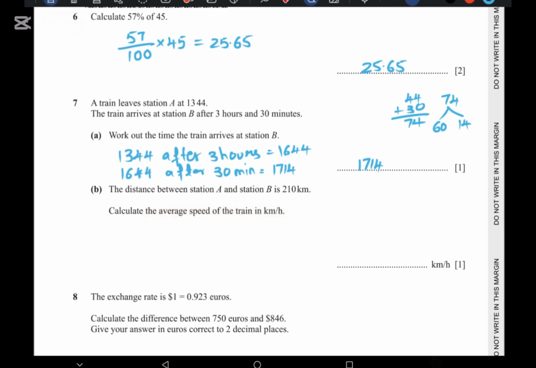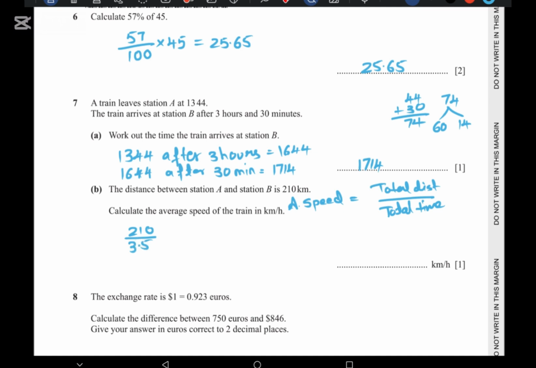What is the formula for speed? Average speed is total distance divided by total time taken. So average speed will be total distance by total time. Here the total distance is 210 and the total time taken is the time which was given here, 3 hours 30 minutes. So 3.5 hours, because 30 minutes is half an hour. Half an hour can be expressed in decimal form as 0.5, so 3.5.